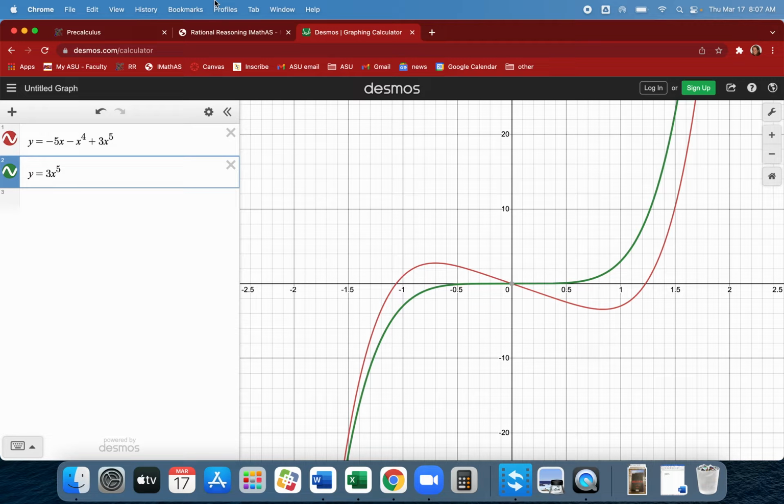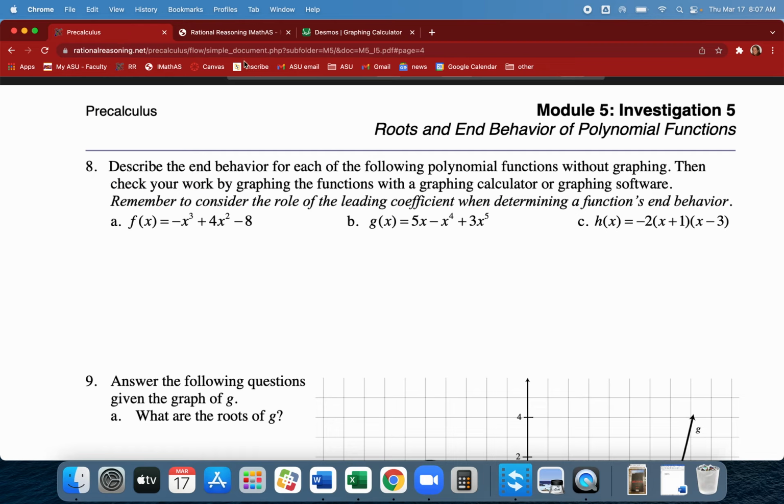The last function on here, negative 2 times x plus 1 times x minus 3, that's a low enough degree and it's factored. We should be able to say anything we want about that one. That's definitely a parabola. Does it open up or down? H of x equals negative 2 times x plus 1 times x minus 3. Is it a concave up parabola or a concave down parabola? Down, yeah. That negative 2 gives it away.